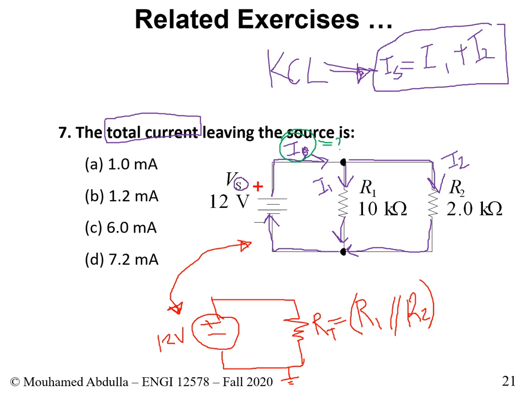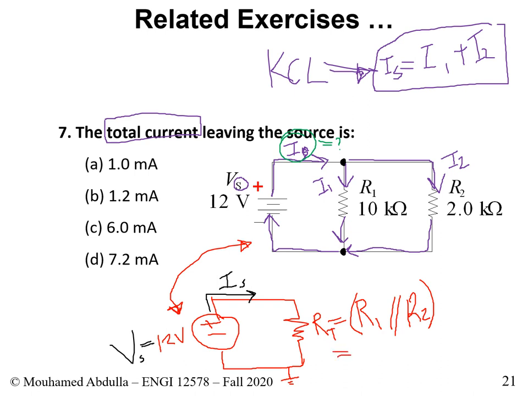And now we're asking ourselves, what is this current that leaves the source, which we decided to call IS, and it goes into this total resistance, which is basically formed by the parallel of R1 and R2. So this is nothing else but Ohm's law, right? But before we do that, we really need to find a value for this R total. We need to determine this.